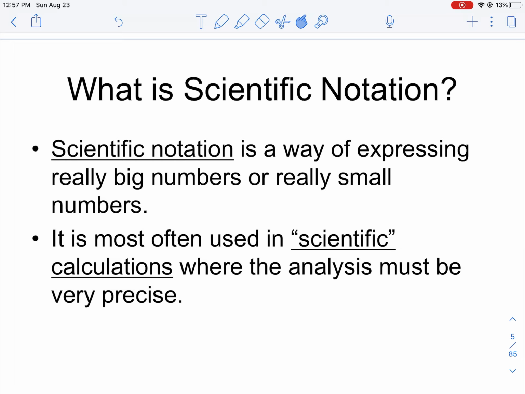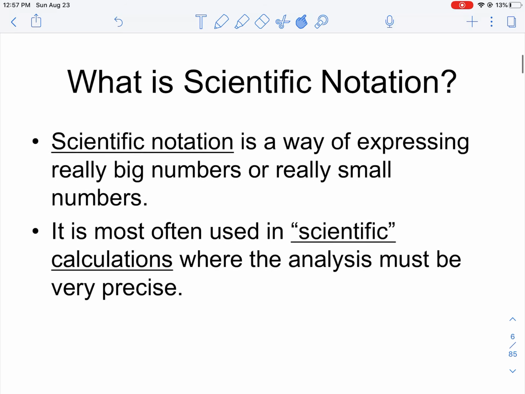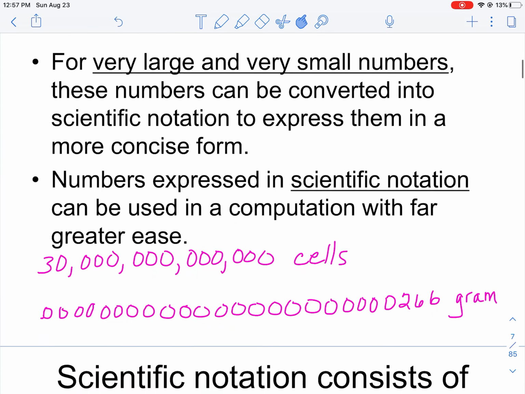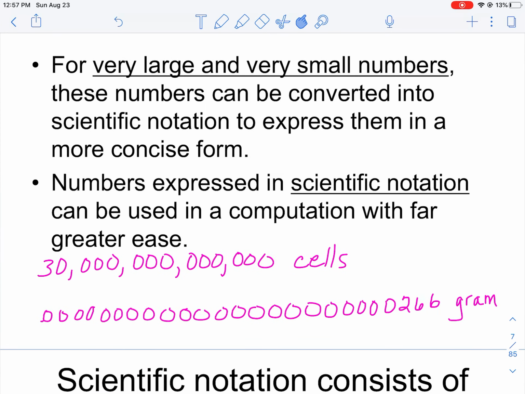All right, so I'm sure you're all familiar that scientific notation is a way of expressing really big or small numbers, and it's used for scientific calculations. So you can use them for very large and very small numbers. And of course, it's much easier to plug in than all of these zeros here. That would be a big pain, right?